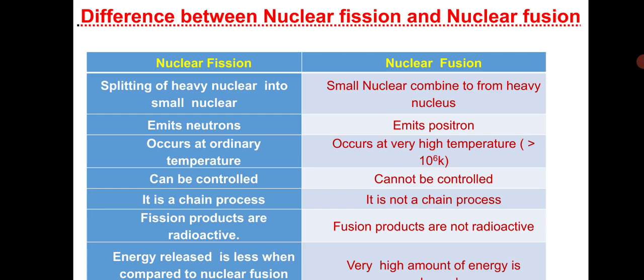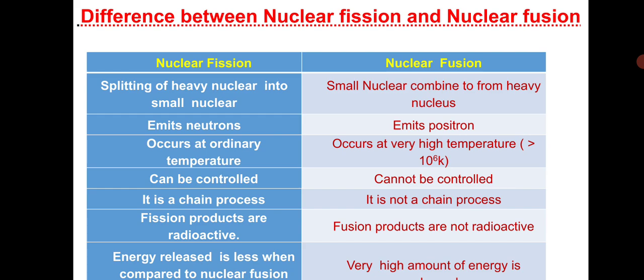Let us see the difference between nuclear fission and fusion reactions. We discussed the characteristics of the nuclear fission reaction as well as the fusion reaction. Now we discuss the difference between them. Nuclear fission is the splitting of heavier nuclei into smaller nuclei. During the fission reaction, it emits neutrons. This kind of reaction takes place at ordinary temperature. The fission reactions can be controlled by absorbing the excess neutrons. It is also a continuous chain process.